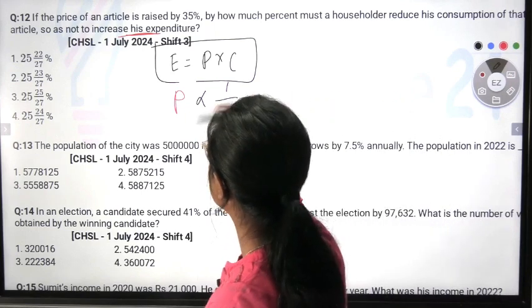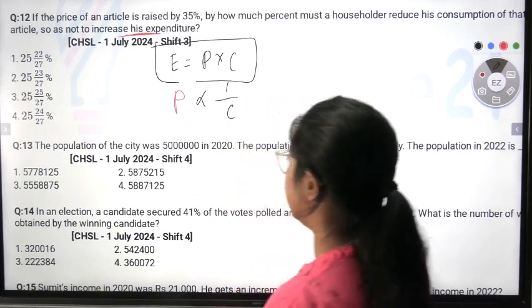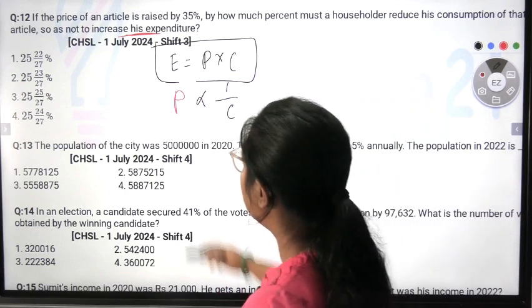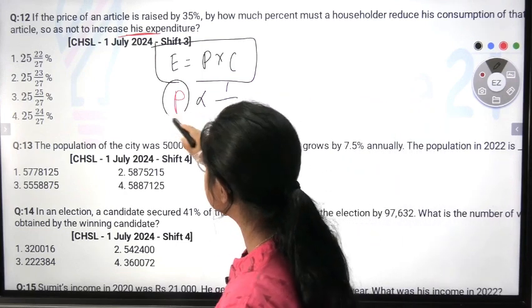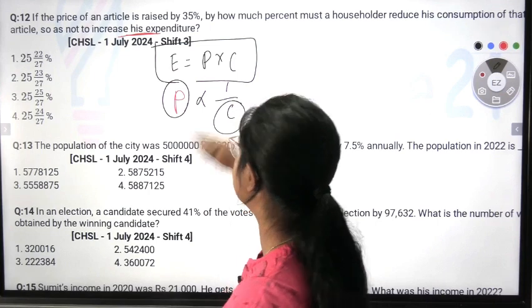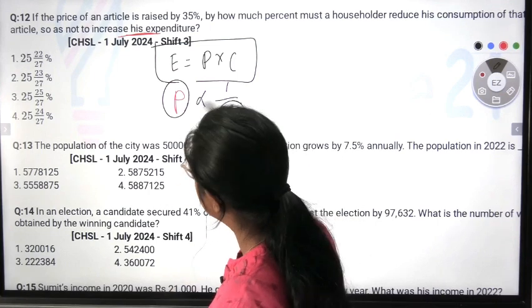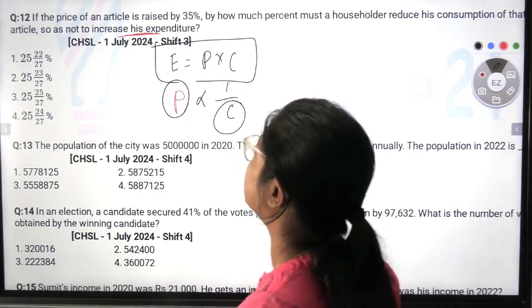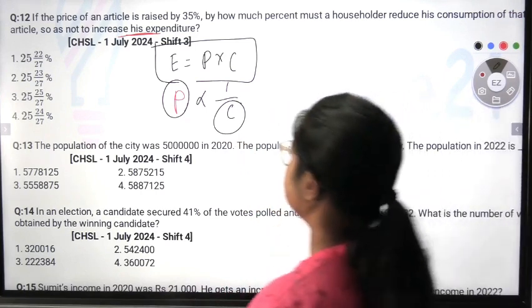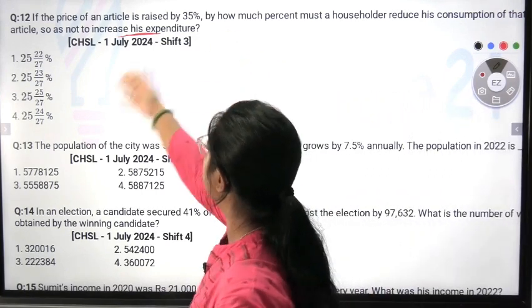So price would be inversely proportional to consumption. That means if I increase my price, my consumption would reduce, and if I reduce my price, my consumption would increase. So this is the basic concept or basic formula to answer this question.